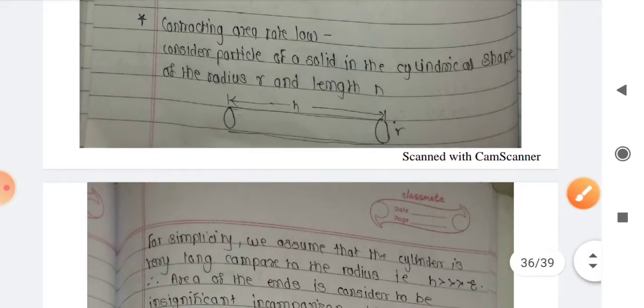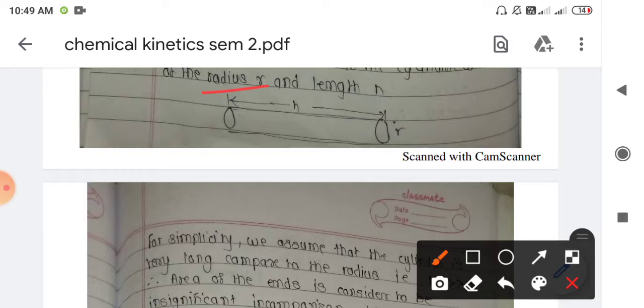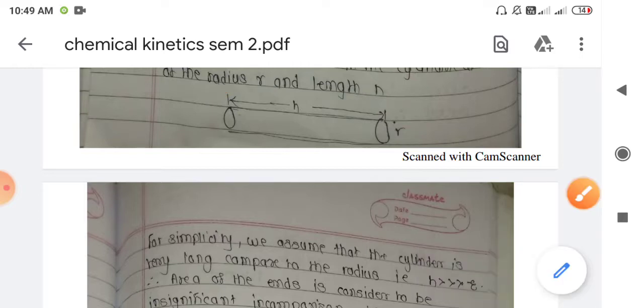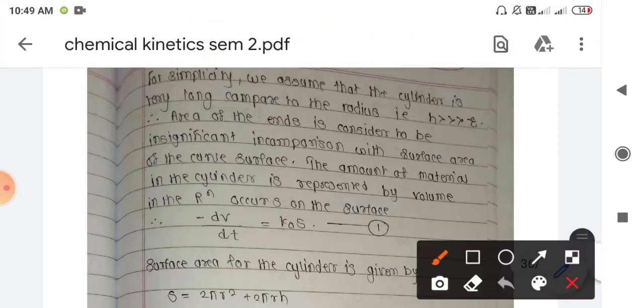Let the radius of the cylinder be r and the length of the cylinder be h. For simplicity, again we have made the assumption that the cylinder has the same density throughout the material, as well as that the length of the cylinder is very long compared to the radius, that is h is much greater than r. So there is one extra assumption that we have made. Along with this, the particle size is uniform as well as the density is uniform, and last is that the length of the cylinder h is much greater than its radius r.